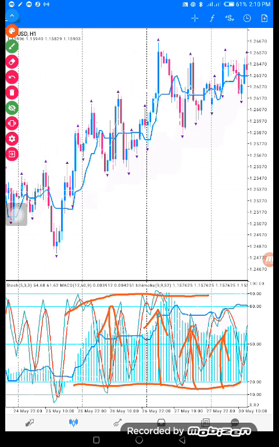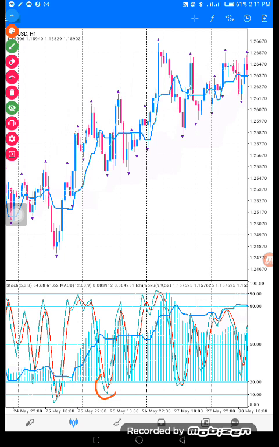Make sure that the MACD sticks are strong. They are above this level 50, whether it is pointing from up downward or from downward up. It's above this level 50. You understand?